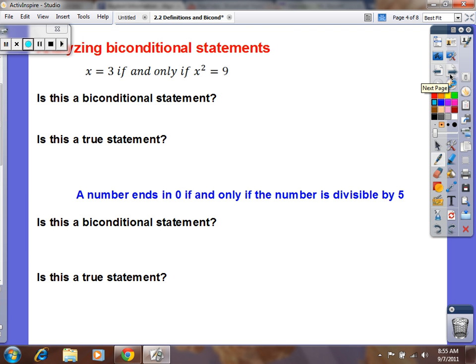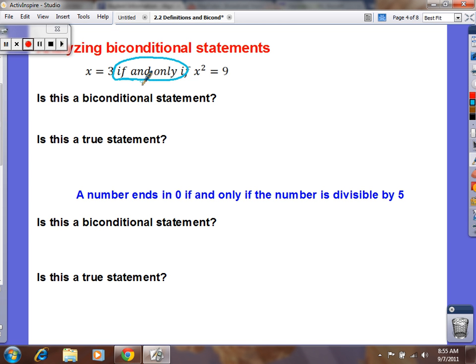Okay, let's look at this biconditional statement. x equals 3 if and only if x squared equals 9. So there's your if and only if. Question number 1: is this a biconditional statement? Yes. How do you know? Well, what gives off a biconditional statement? This right here, the English, if and only if. So yes, it is because it has if and only if.